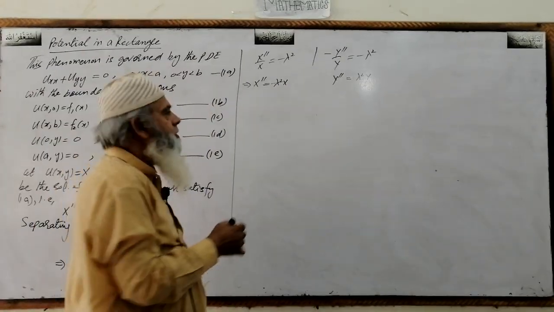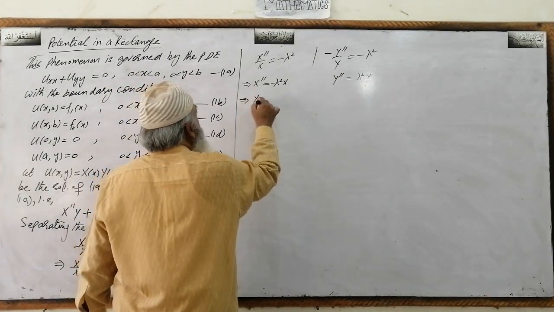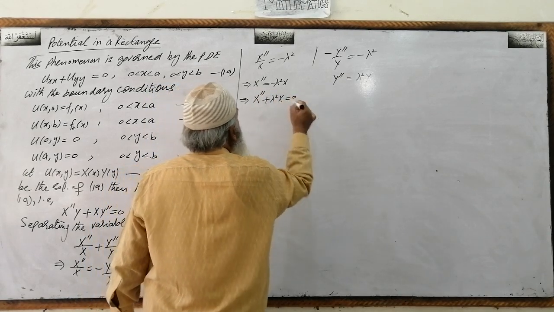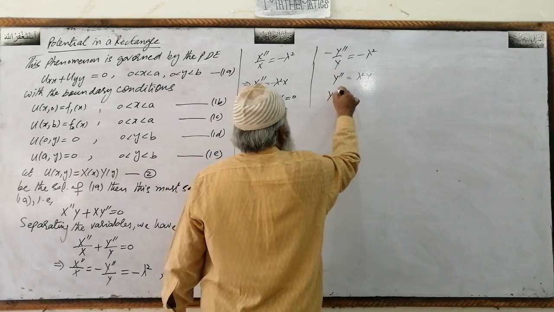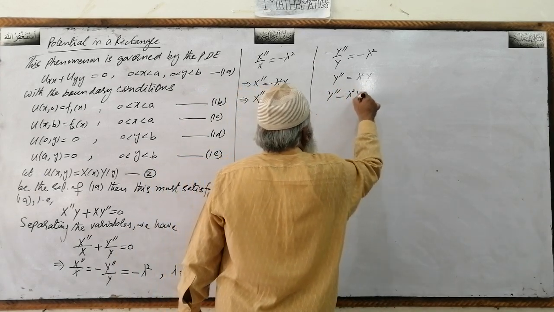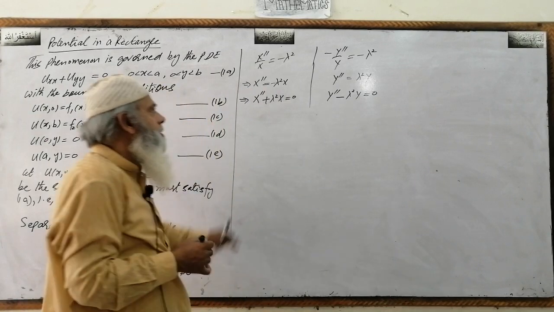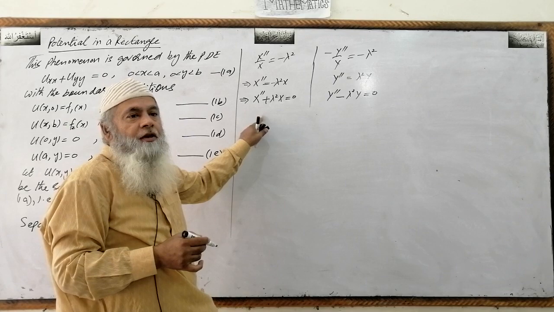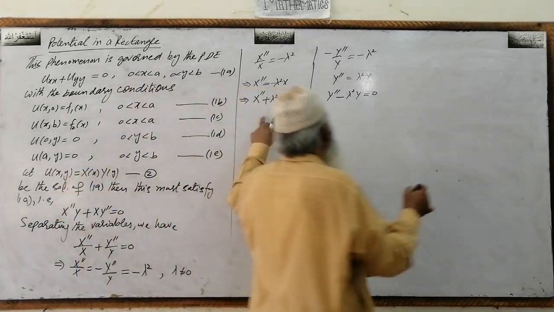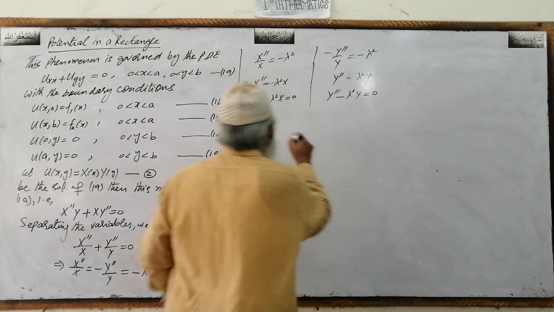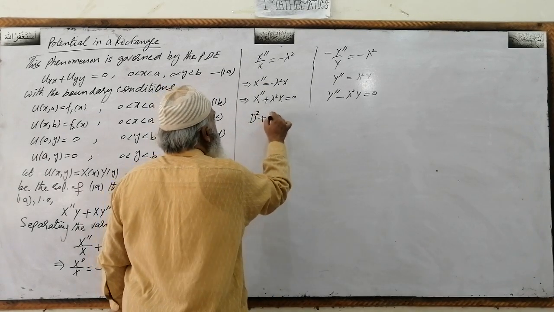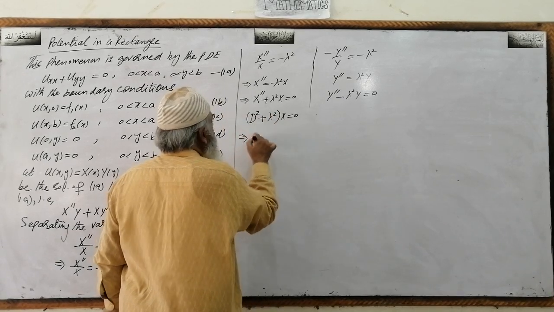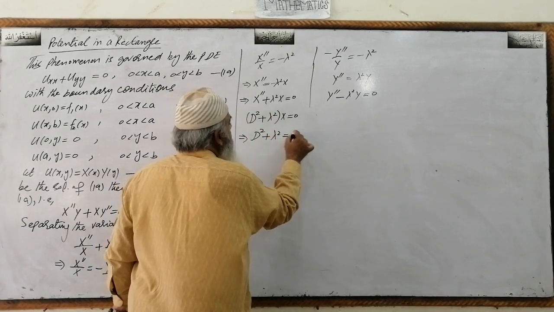Is it clear? From here we have the second order differential equations, x double dash plus lambda square x is equal to 0, and y double dash minus lambda square y is equal to 0. Now look, this equation is a second order ordinary differential equation, which can be written as (D square plus lambda square) x is equal to 0, and its auxiliary equation will be D square plus lambda square is equal to 0.